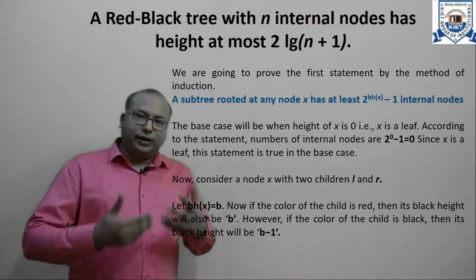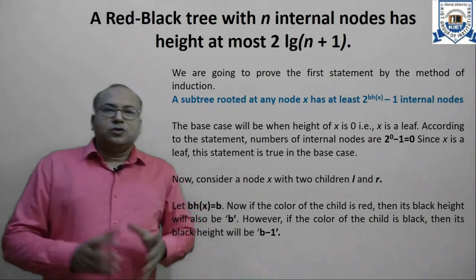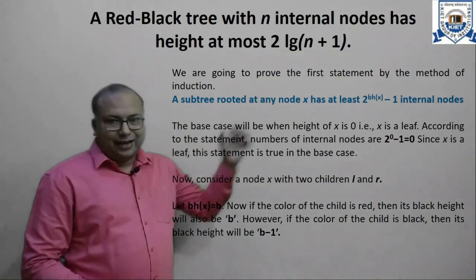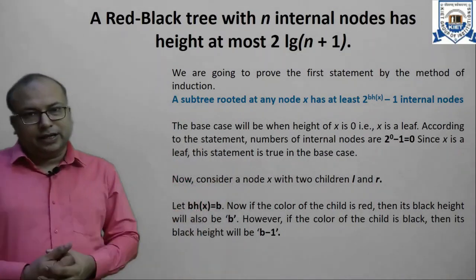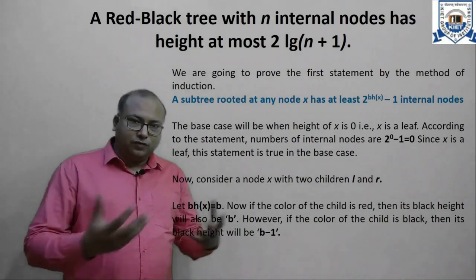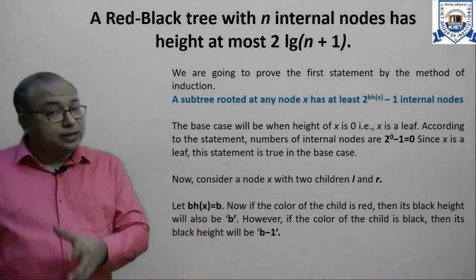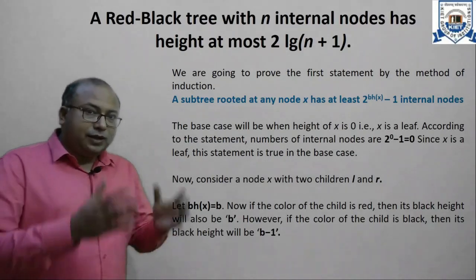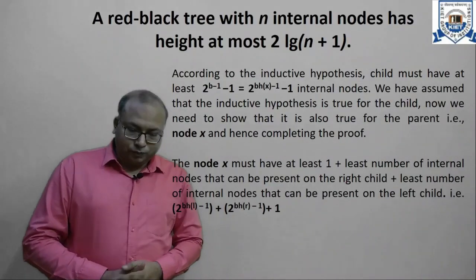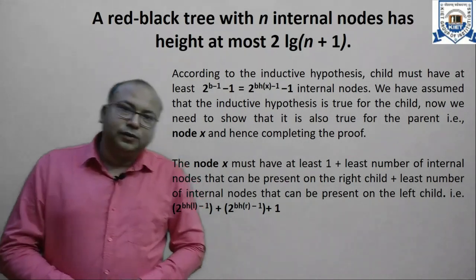Now we need to prove it at the first level, then we will consider it for the nth level. So now let us consider a node X with 2 children, one is L and one is R. L is the left child and R is the right child. I have already told you how to compute the black height of the children of a node. If the color of the child node is red, then the black height will remain the same. If the color of the child node is black, then the black height will be 1 less than the parent node.